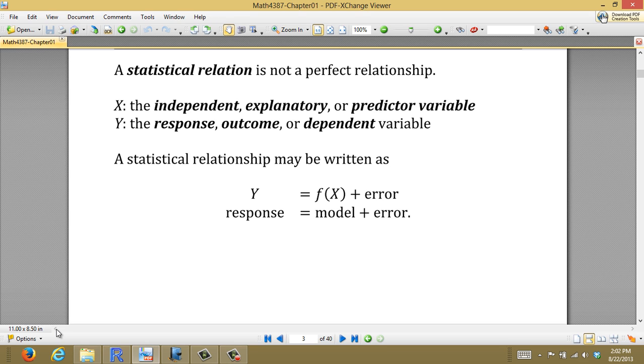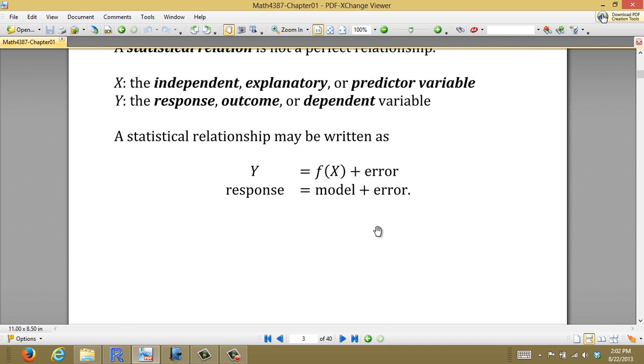So the statistical relationship between the predictor and response variable is that the response y is equal to f of x, so some functional relationship, plus error. The main idea is that we have some model, some functional relationship, but even if we know the value of x and we know our function f, there's some additional uncertainty that we can't quite explain, and that is what's captured in this error right here.